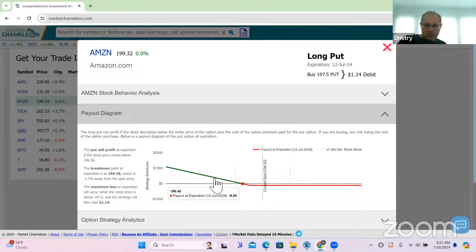There's your break even, and after that it's going to move one for one with the stock. So here your break even is 1.5% away. You need it to move down 1.5% to break even at expiration. Below that, it will be profitable. And that's your max loss, $114.